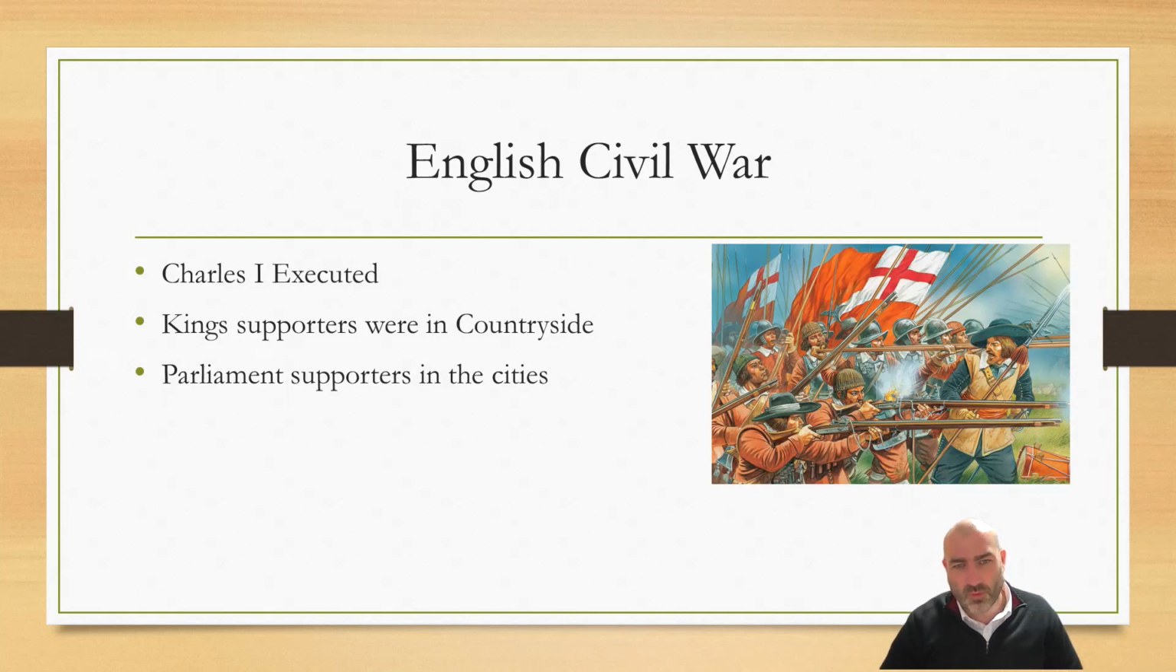This wasn't the end of the fighting completely, though. The English Civil War actually consisted of three separate conflicts, starting from 1642 and ending in 1651. It was Britain's worst civil war.